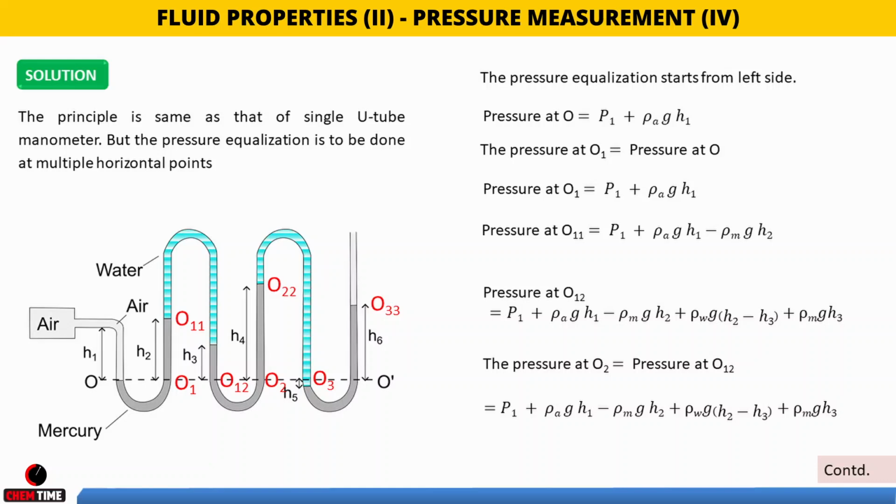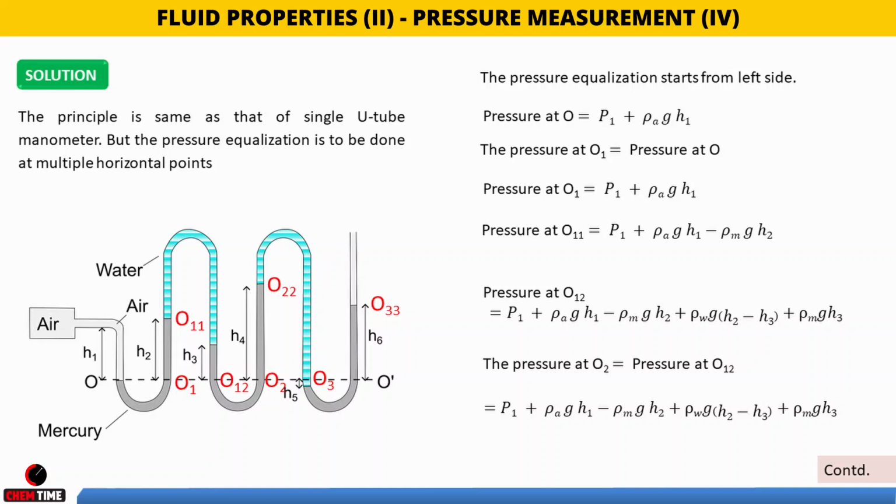The liquid from O1 is going to O11 against the force of gravity. So the pressure at O11 will be P1 plus rho A G H1 minus rho M G H2. The pressure at O12 will be P1 plus rho A G H1 minus rho M G H2 plus rho W G (H2 minus H3), that is the static pressure due to water, plus rho M G H3, that is the static pressure due to mercury. The pressure at O2 becomes equal to the pressure at O12 because both are in the same horizontal plane.